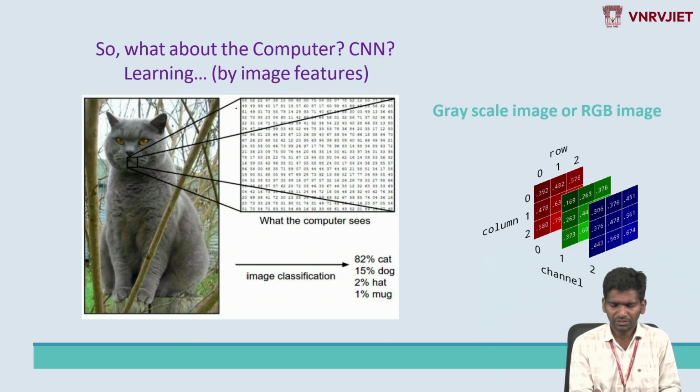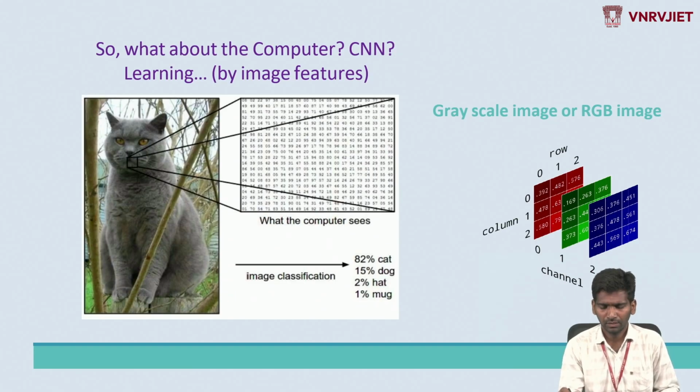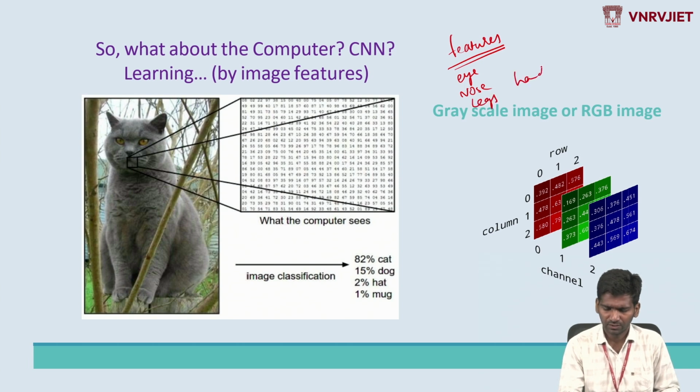What about the image CNN learning? How will it happen? The CNN learning will happen by considering the image in terms of features. Okay, so what are features? The features are the parts. The features may be eyes, nose, legs, hands, or ears, whatever it may be. So these are some features.